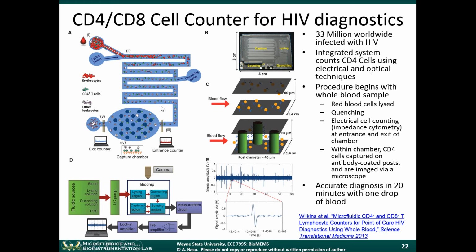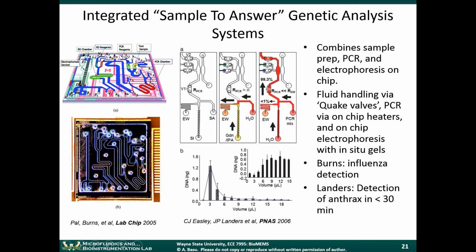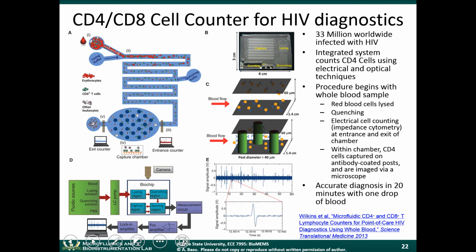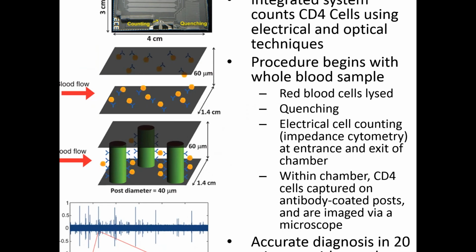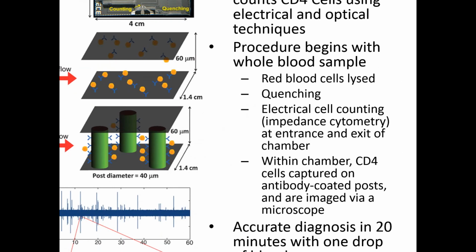The red blood cells are lysed. Then there's a quenching step. Then they do electrical cell counting at the entrance and exit of a chamber. And then within the chamber, the cells are captured on antibody-coated posts where they are imaged through a microscope. So let's look at some of the details of that right now.